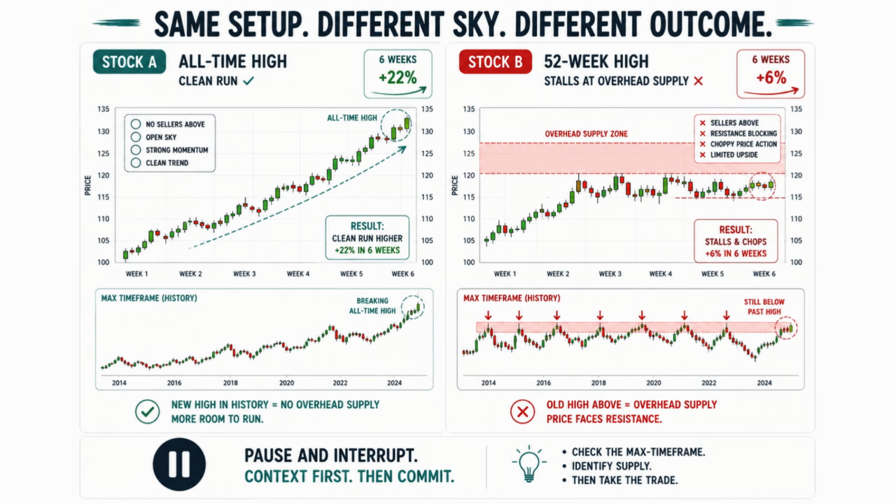Same breakout day, same 1-year chart. Completely different outcomes. The only way to know in advance was checking the maximum time frame for overhead supply. The all-time high ran. The 52-week high stalled at supply. Predictable if you looked. Honest question, when you take a breakout trade, do you check the maximum time frame first or just the 1 year chart? If you skip the max view, you're blind to the overhead supply that determines whether the trade runs or stalls.